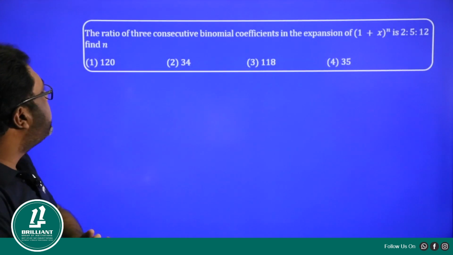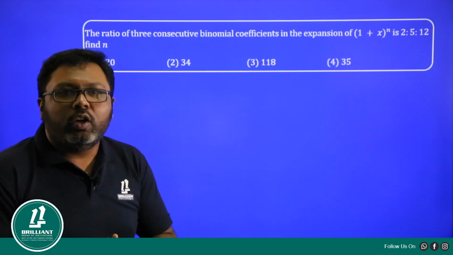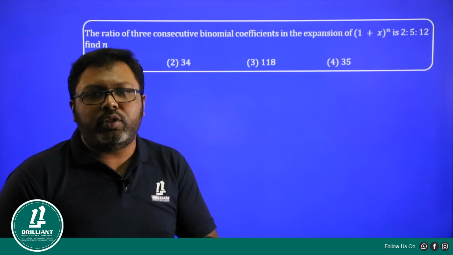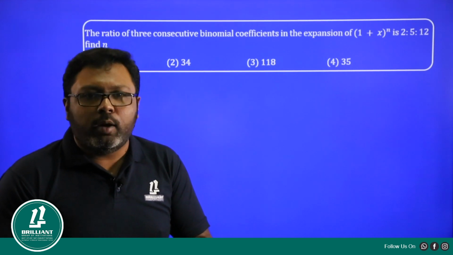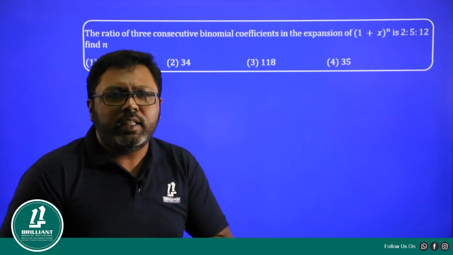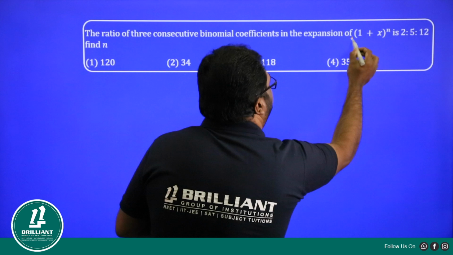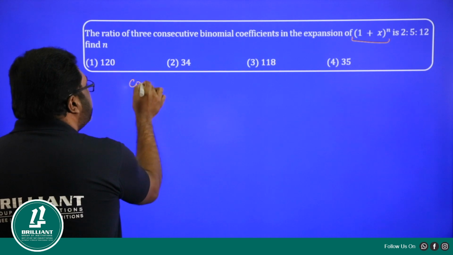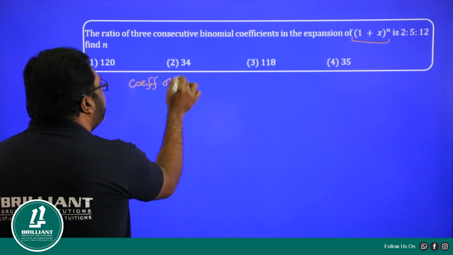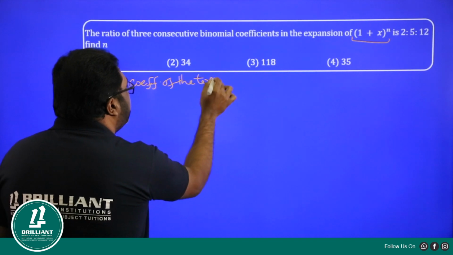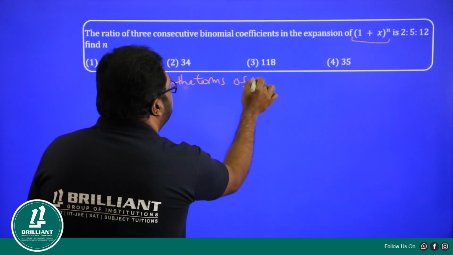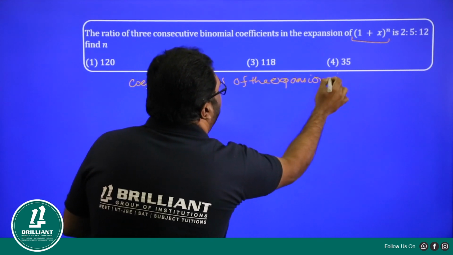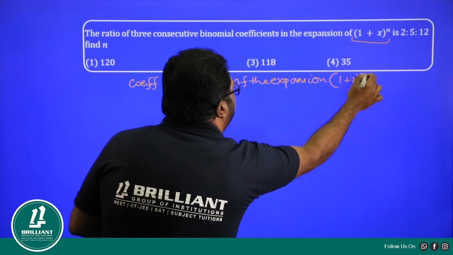Now in this question, the ratio of 3 consecutive binomial coefficients of the expansion of 1 plus x power n. It's a very common binomial expansion they always ask. You're supposed to be telling me what are the coefficients of the terms of the expansion 1 plus x the whole power n.